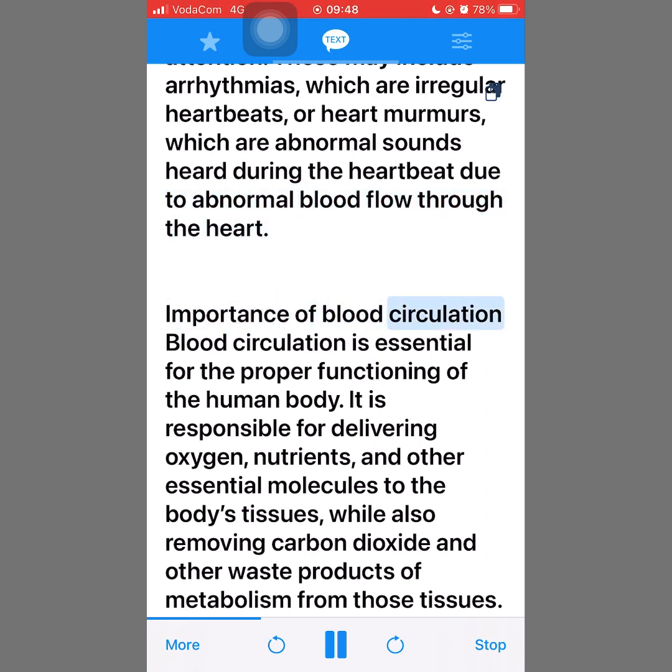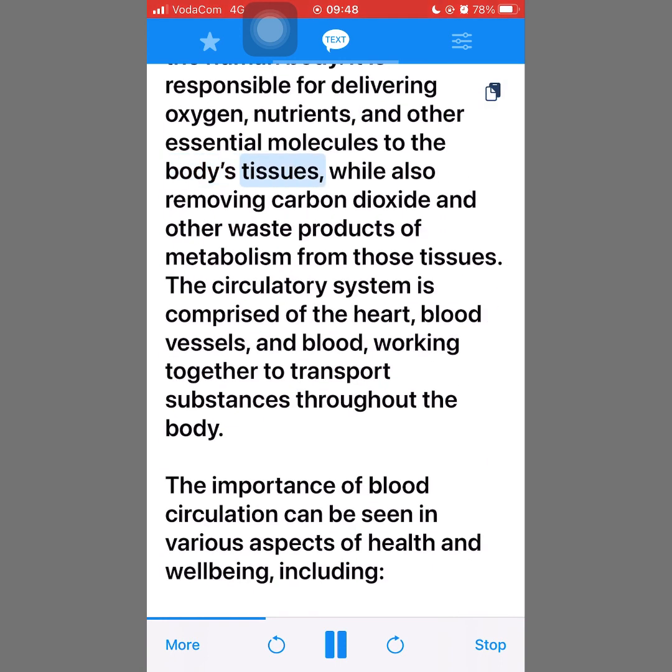Importance of blood circulation. Blood circulation is essential for the proper functioning of the human body. It is responsible for delivering oxygen, nutrients, and other essential molecules to the body's tissues, while also removing carbon dioxide and other waste products of metabolism from those tissues. The circulatory system is comprised of the heart, blood vessels, and blood, working together to transport substances throughout the body.